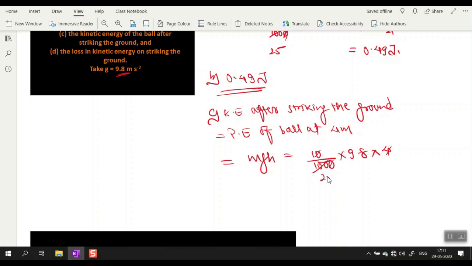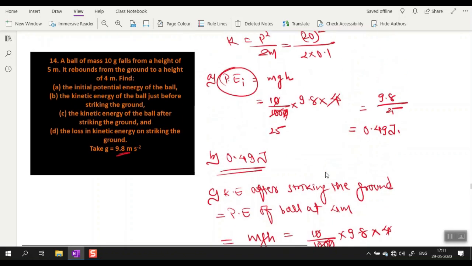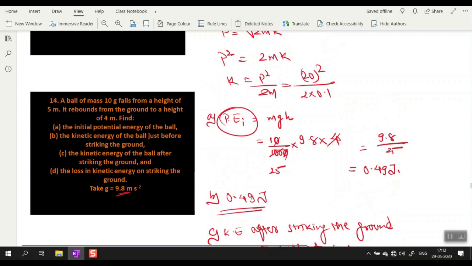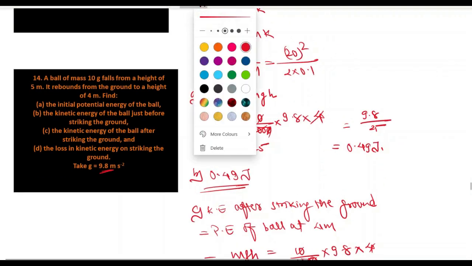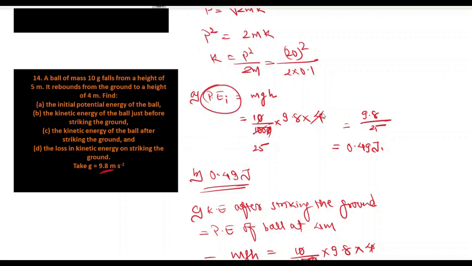Hey, how come it is again coming 9.8 upon 25? It was at 5 meter. One second, my answer is wrong over here. Wait. My answer is not wrong. My assumption is wrong. I'll show you which assumption I'm talking about. This thing. Actually, it should be 5. So this will not get cut. Wait. Let me write everything all over again.